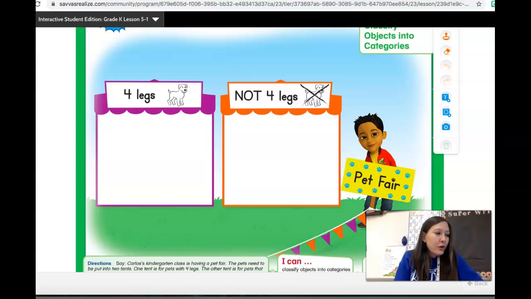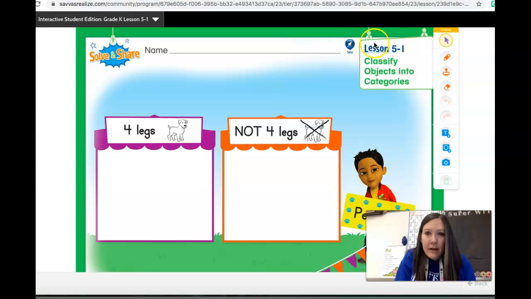For math today, you will need the following pages out of your math book. Pages 249 through 254. This is lesson 5-1, right up here at the top.